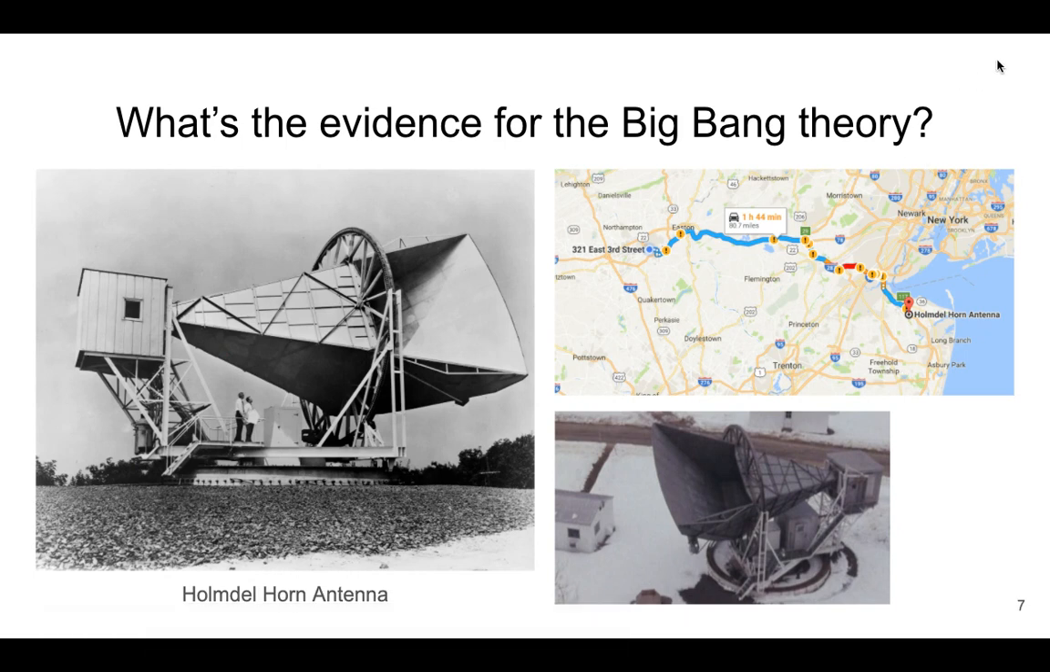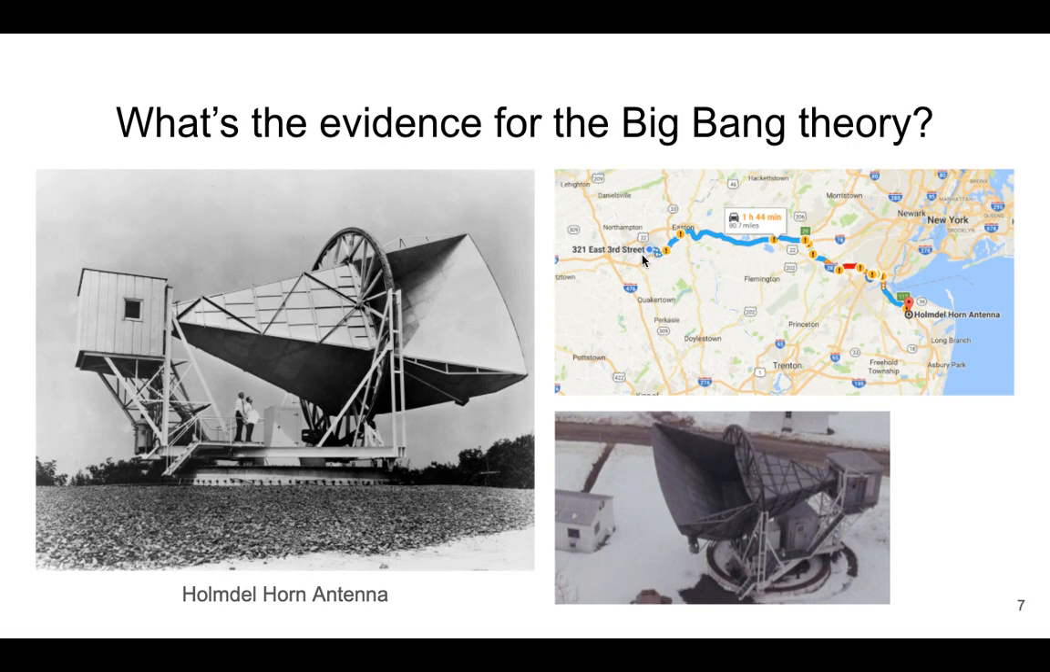Now we get to the other one. So this is going to be story time. This is a nice history lesson. So back, I think they built this thing originally in the 50s. This is called the Holmdel horn antenna, and this is in Holmdel, New Jersey.